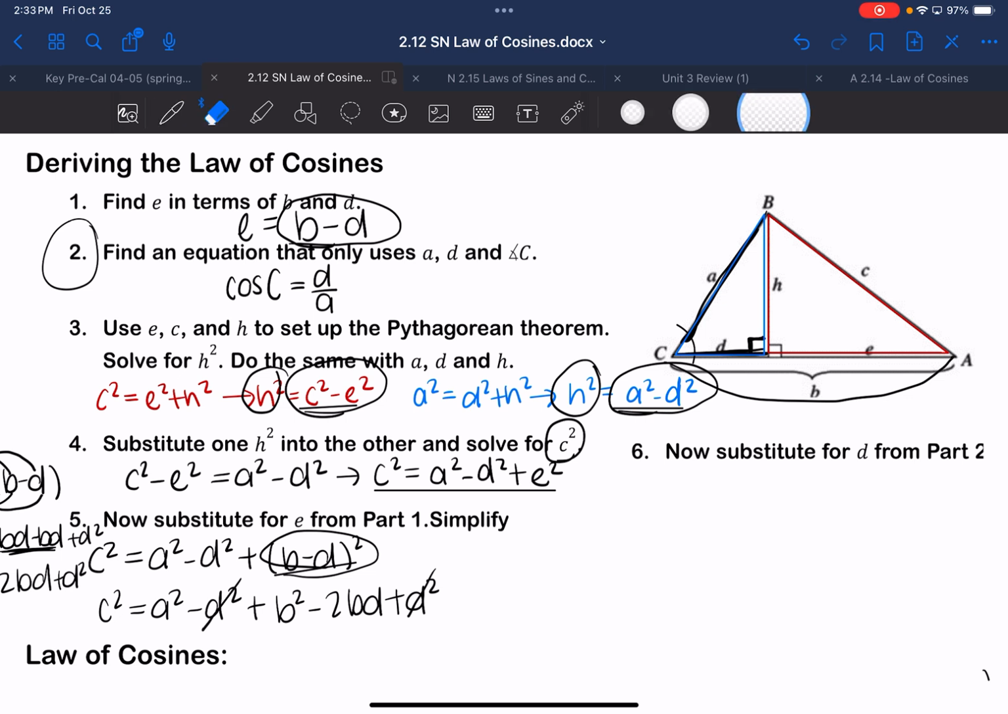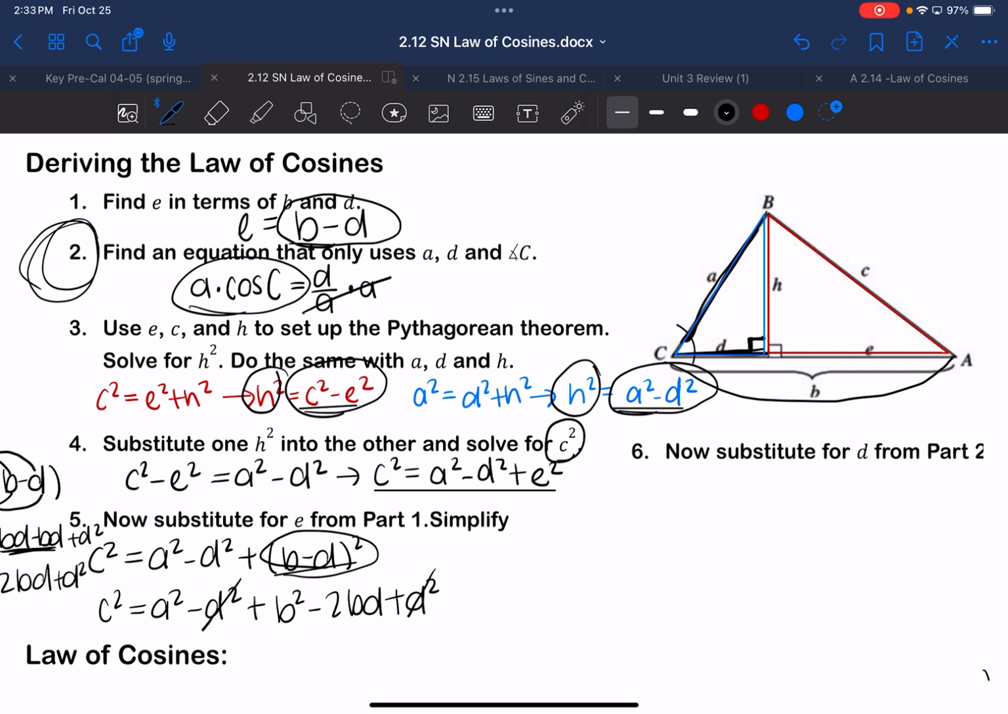So it says, now substitute for d from part 2. Well, part 2 was this one right here, and we haven't solved it for d yet. So let's solve for d. How would I get d by itself in number 2? Multiply by a on both sides. Okay. So that means d is equivalent to a times cosine of c.